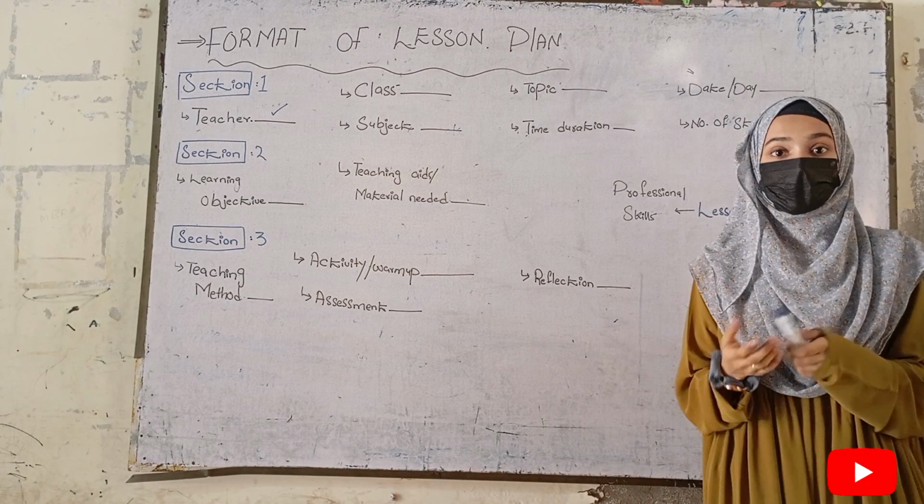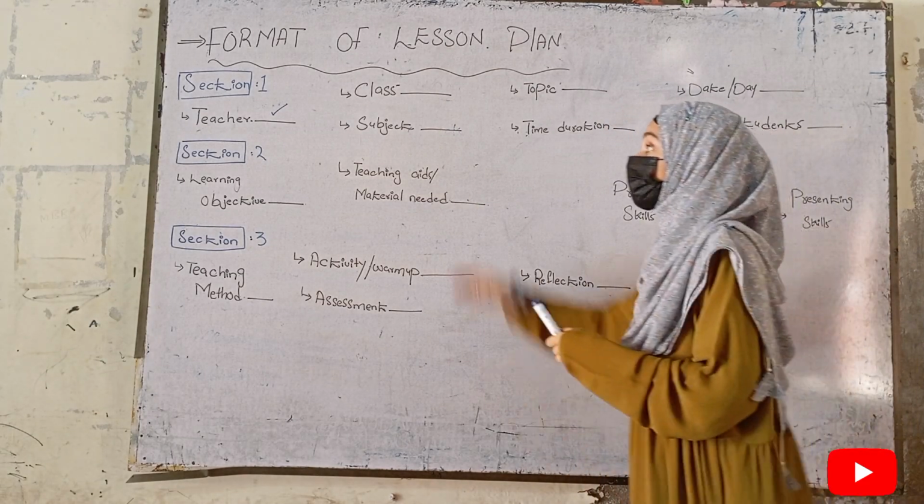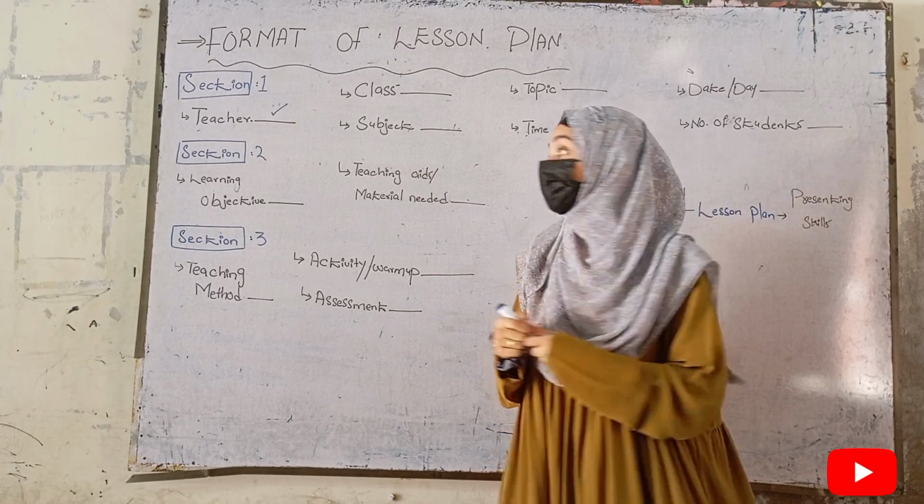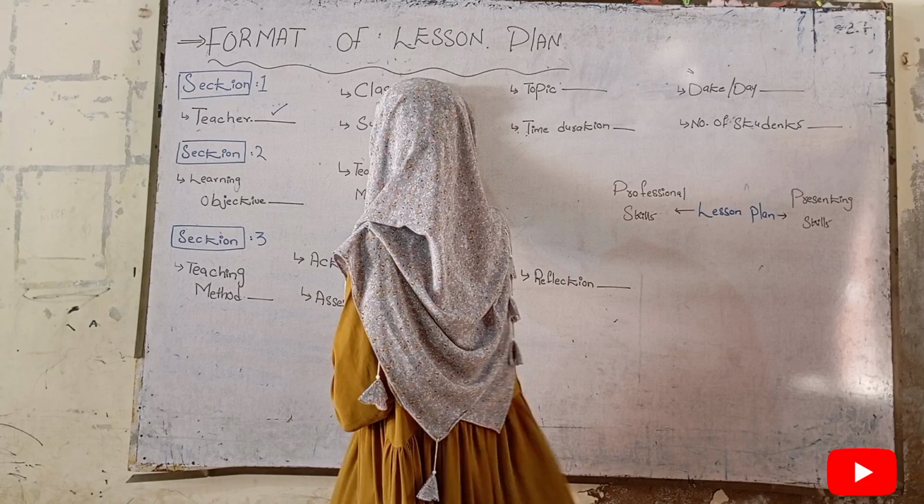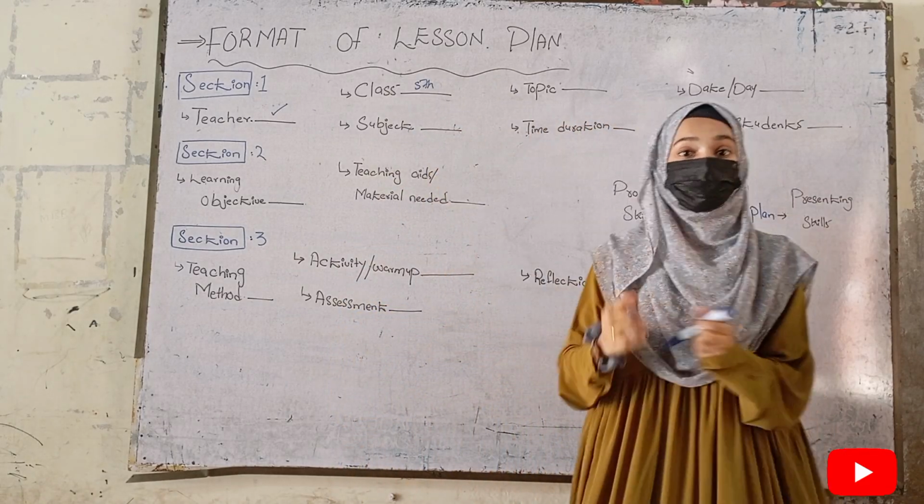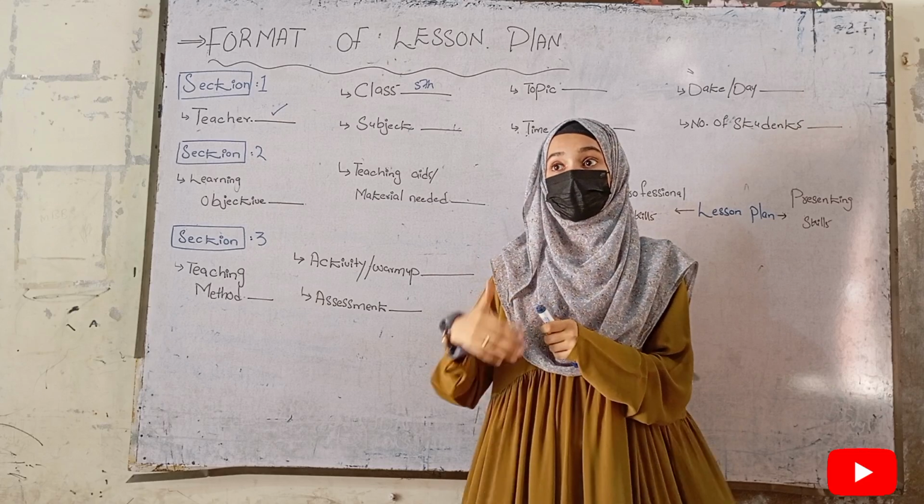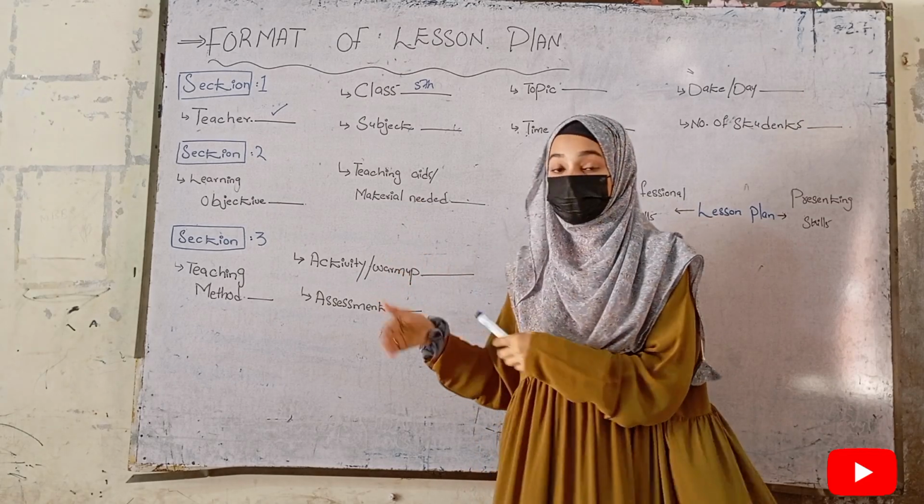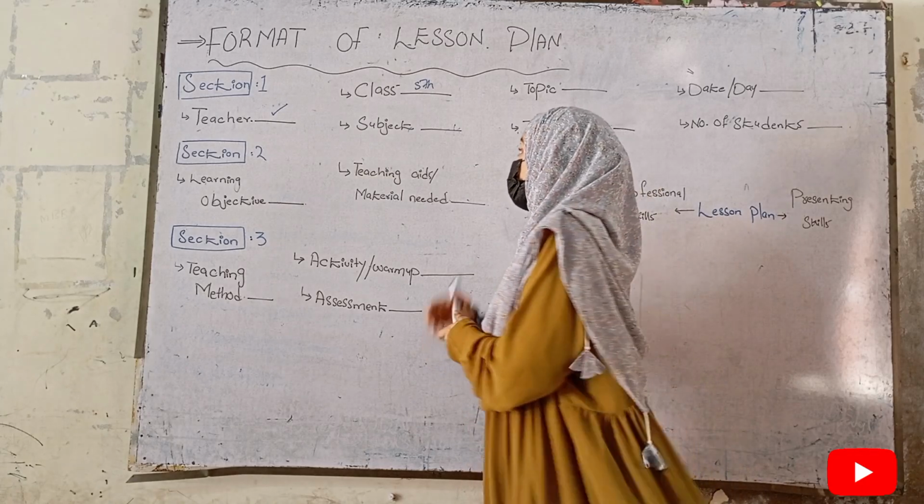After that comes number 2, that is class. It means in which class the teacher is going to perform the lesson plan. For example, if it is class 5th, then your lesson plan, your goals and everything should be as per class 5th, meaning they should match the level of the students of class 5th. So this is very important.